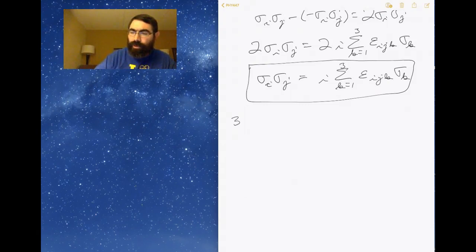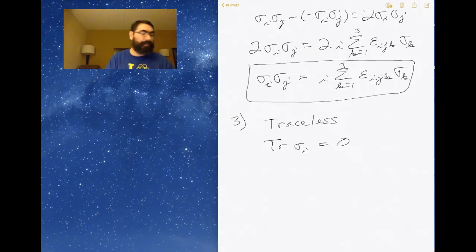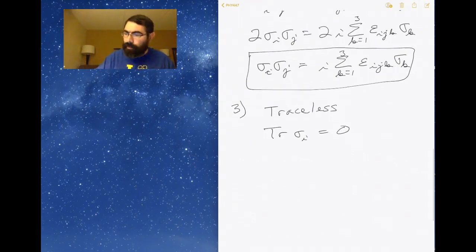Okay, so a third property of the Pauli spin matrices is that they are traceless, which basically means if I take the trace of any one of them, it's going to be equal to 0. And if you remember, the trace of any matrix is just going to be the sum of the diagonal components. So in this case, it would be 1, 1 plus 2, 2, let's say.